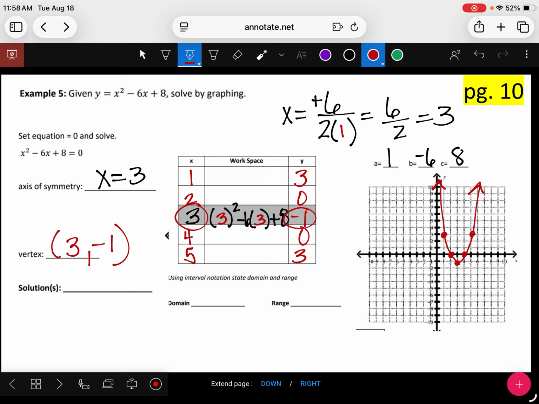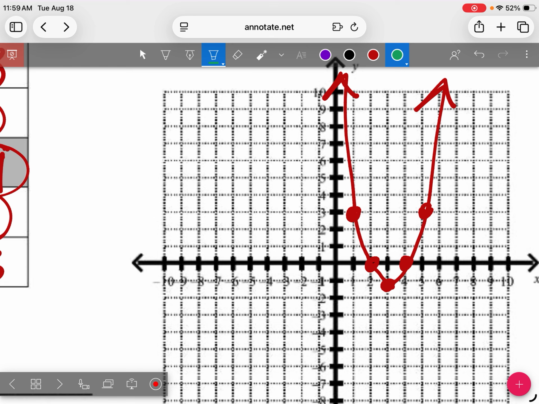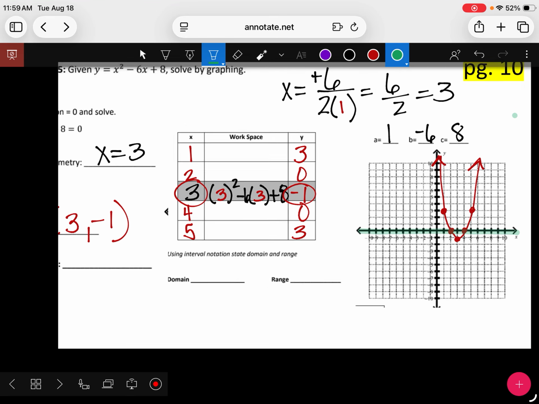And let me zoom into the graph for a moment. So this is my x-axis. So it looks like I have 2 points on that green line. And where are those 2 points? +2 and +4.